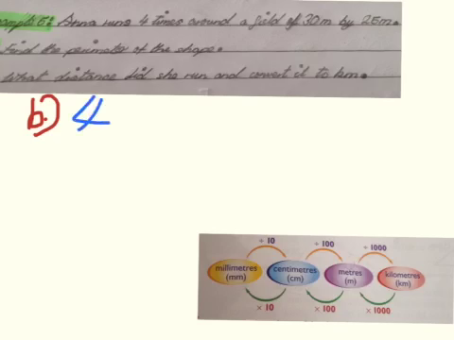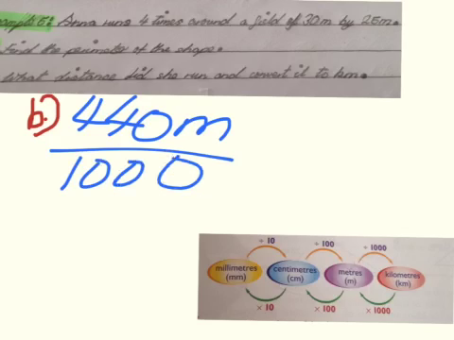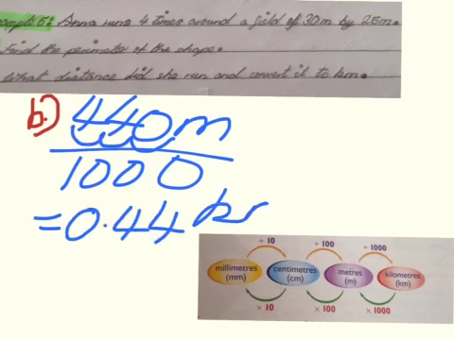The next one is, what distance did she run? She ran 440 meters, and converted into kilometers will be divided by 1000. The answer will be 0.44 kilometers. And that's the answer.